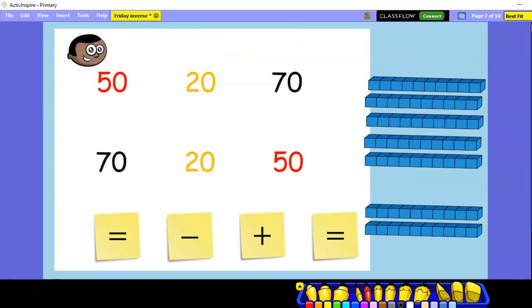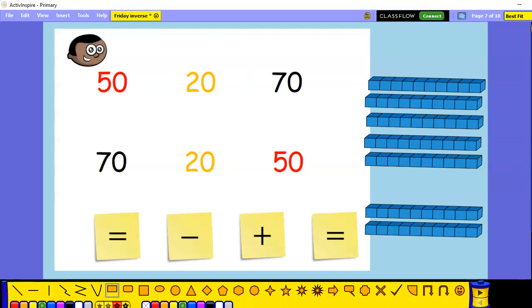Okay, try with this one then. We've got 50, 20 and 70. The numbers are 50, 20 and 70. Where would the equals sign be? To be honest, sometimes we do them back to front, don't we? Sometimes we do them here. I think for this example, I'm going to ask you to do them at the back.